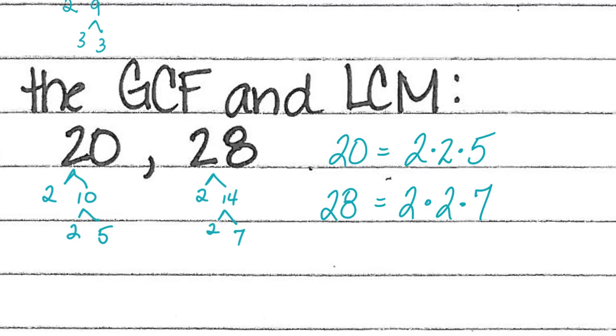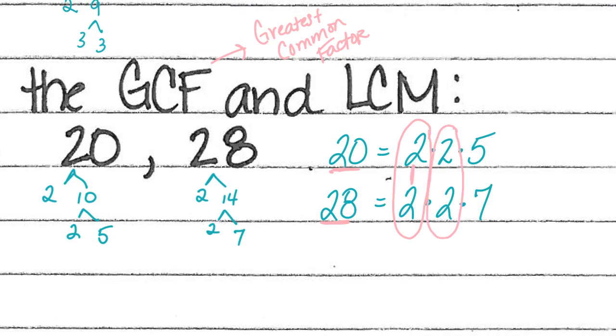So the GCF is the greatest common factor. This number has to go into both 20 and 28. To find the greatest common factor, I am going to circle the things that are in common, and I'm going to connect them. Notice I have two 2's. So in this case, the greatest common factor is two 2's, which is equal to 4.